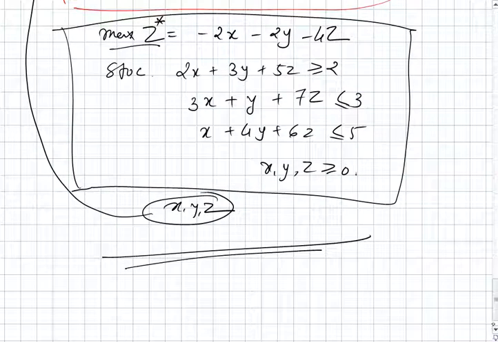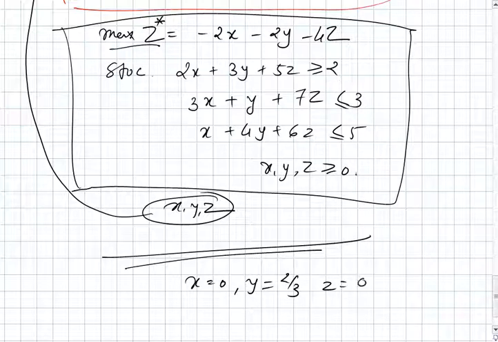I am writing the answer. The optimal solution for this is x equals to 0, y equals to 2 by 3, z equals to 0, and capital Z's value is 4 by 3. Okay, so verify that you are getting the same solution.